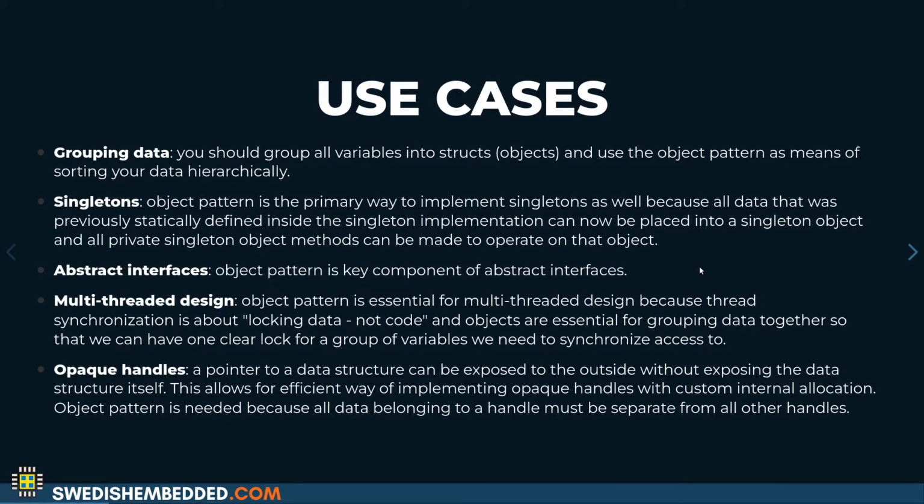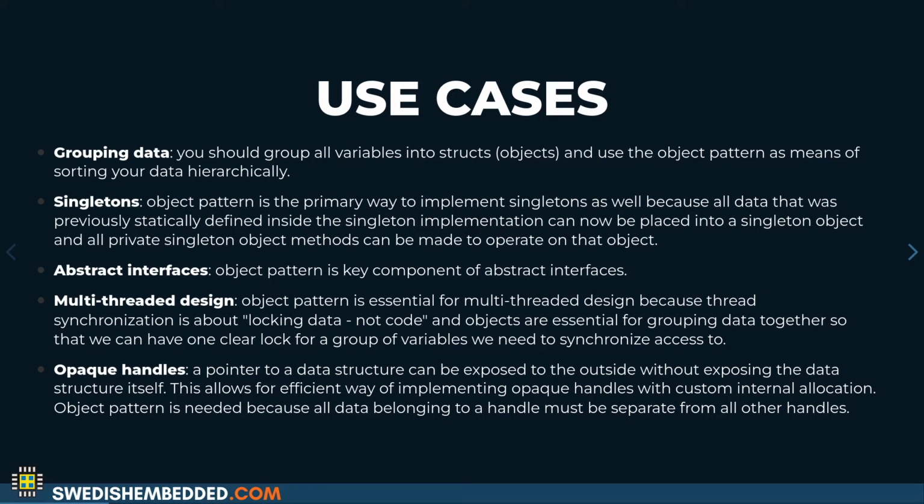What are some of the use cases then of the object pattern? If we were to generalize the object pattern, we would say that the object pattern is useful in all cases. Like every time you start coding something in C, you should use the object pattern by default. But I still decided to create a list of common use cases just to give you something concrete.